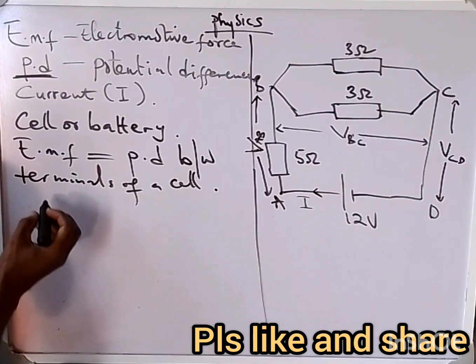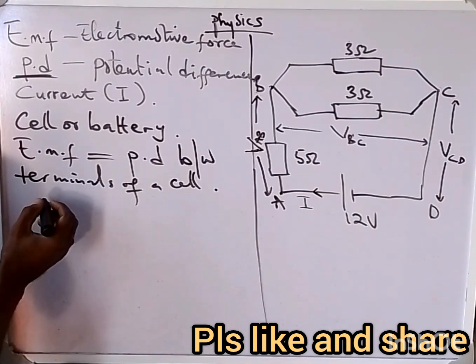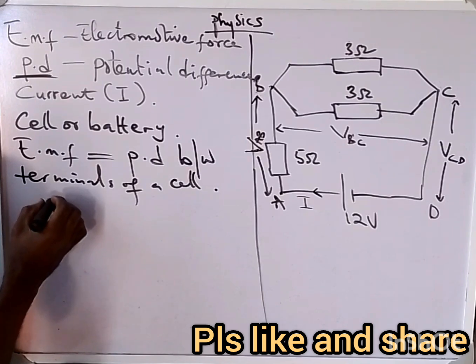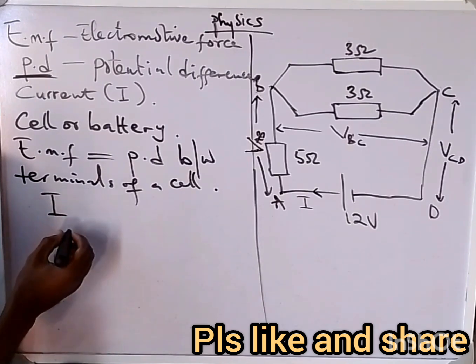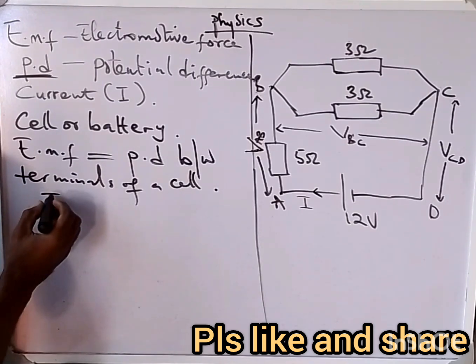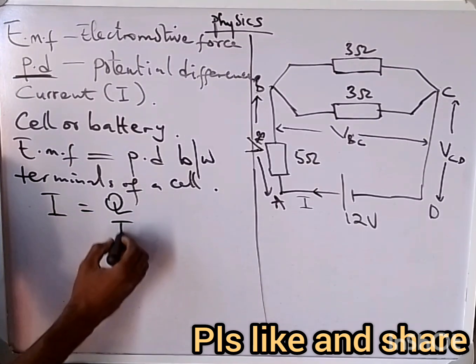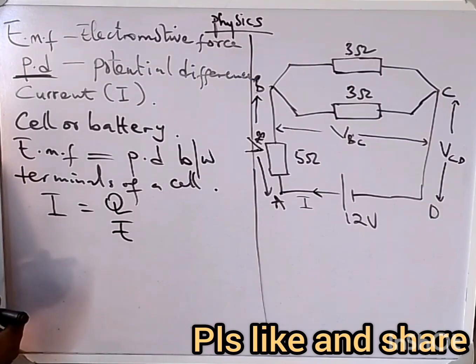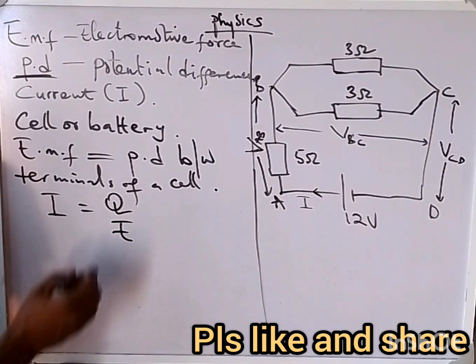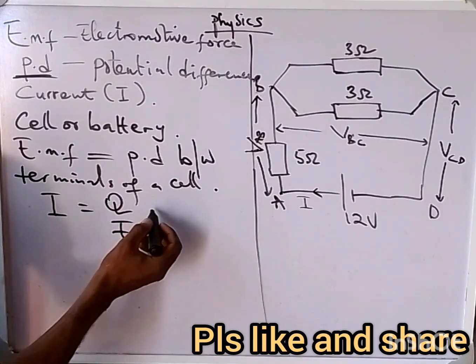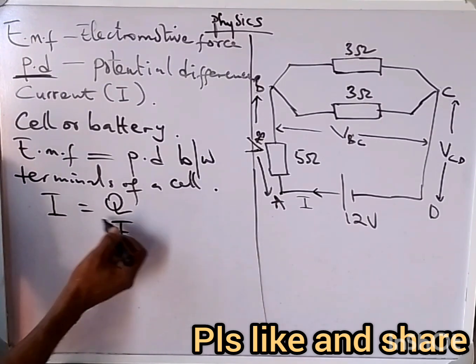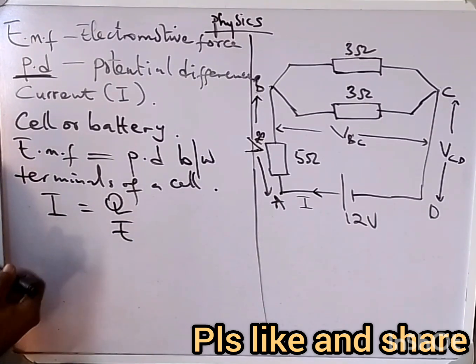Then we'll talk about current. So how do you define current? The current is rate of flow of charges in a conductor. Rate of flow of charges in a conductor. So you see that it is the same as quantity of charge divided by time. And the unit is what? Ampere. The unit is ampere.